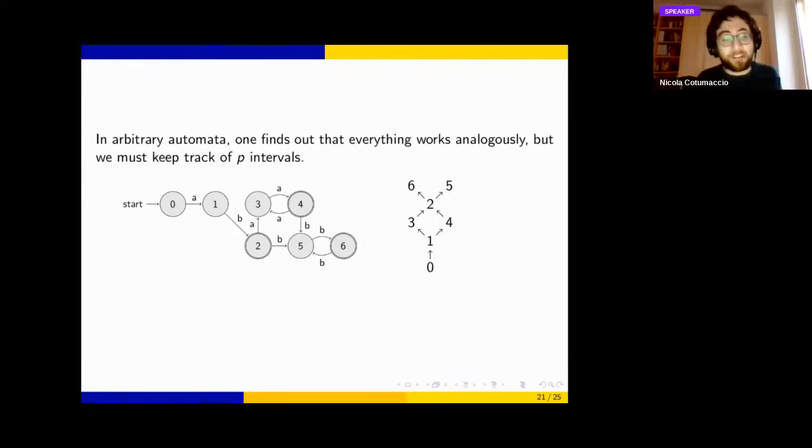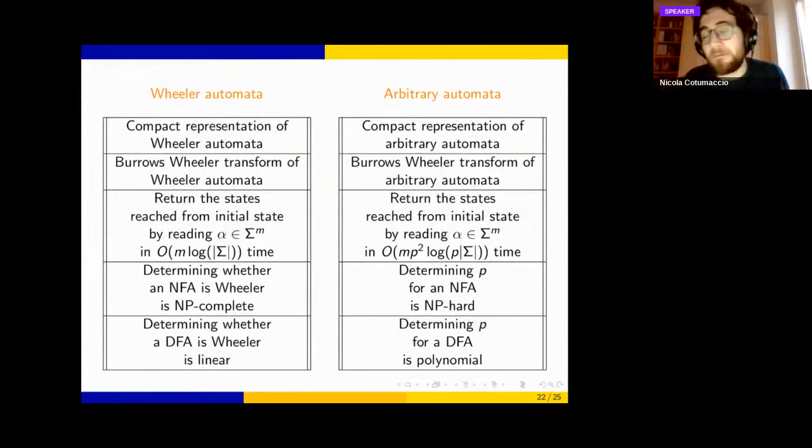This is just a generalization where I don't need just one array. In the standard forward algorithm, I need a number array. Now you just have to think that you need the whole number of arrays multiplied by p, because I kind of need an array for every interval, but the general idea is the same. Okay, I'm not going to present this. This is just a way of comparing Wheeler automata and arbitrary automata.